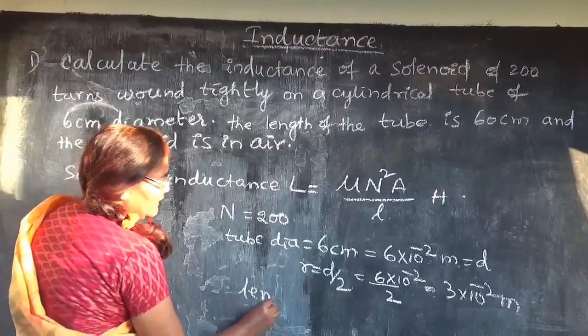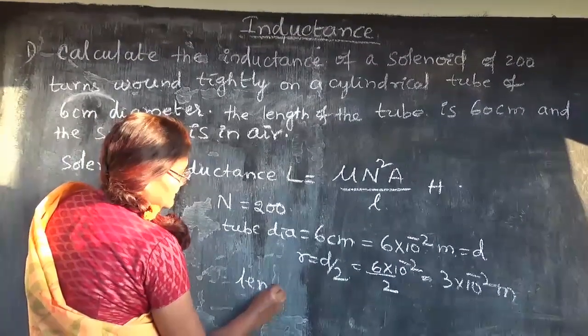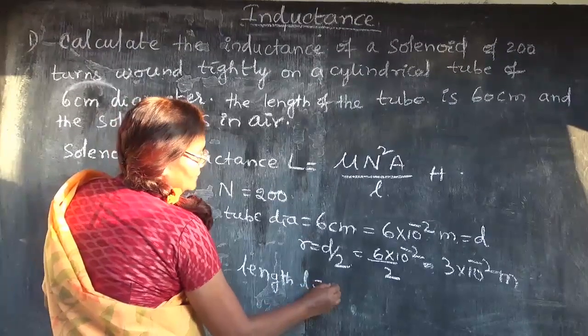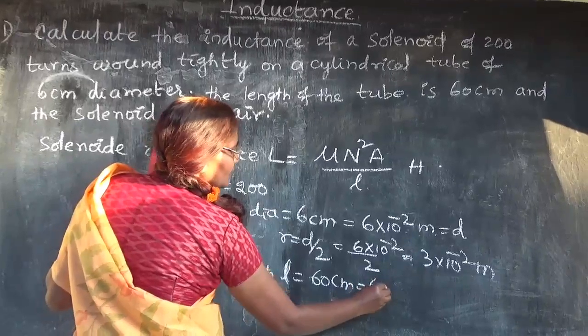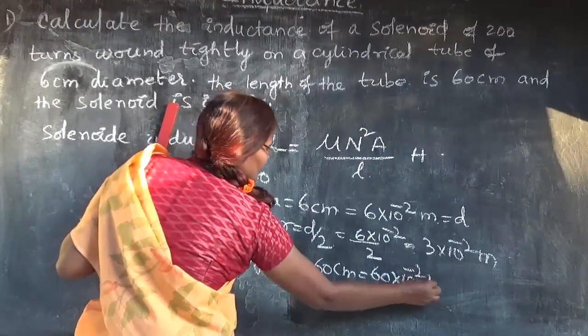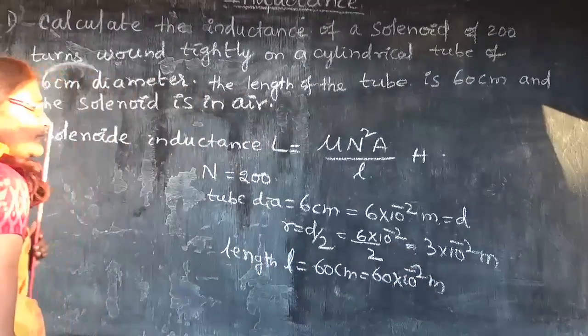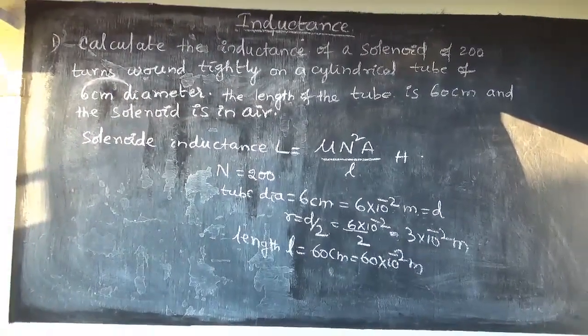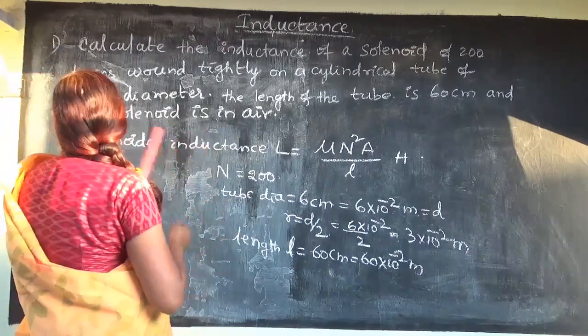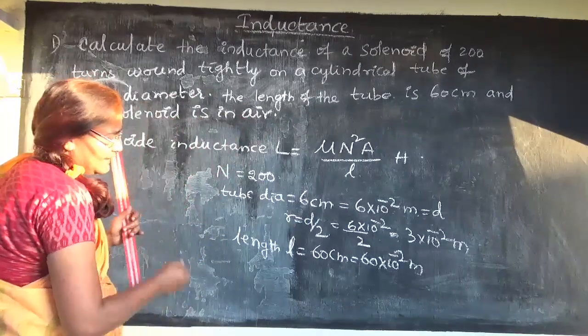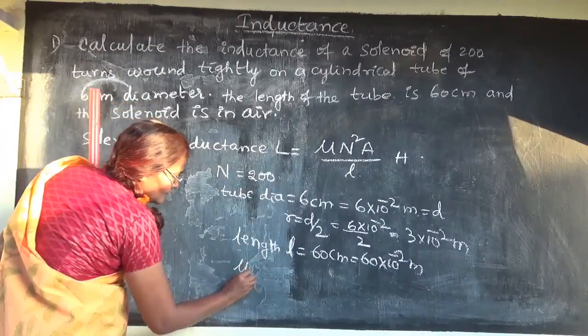So what is the length? L is equal to 60 centimeters. That is equal to 60 into 10 to the power of minus 2 meters. Where is it placed? This is placed in air, and the solenoid is in air. So what is the value of mu?